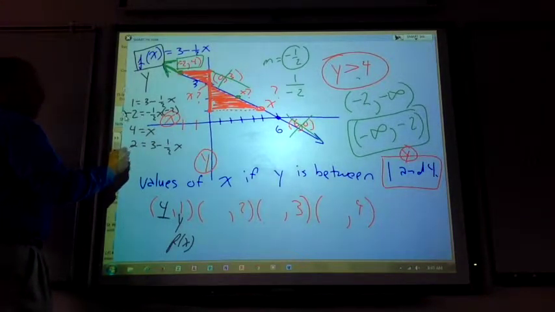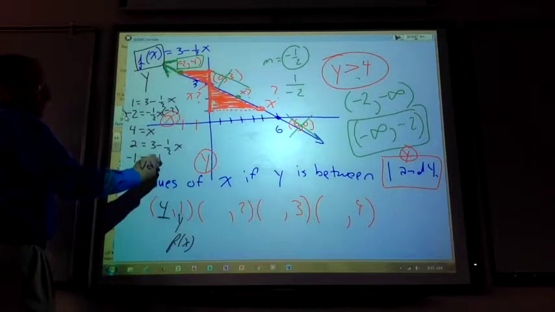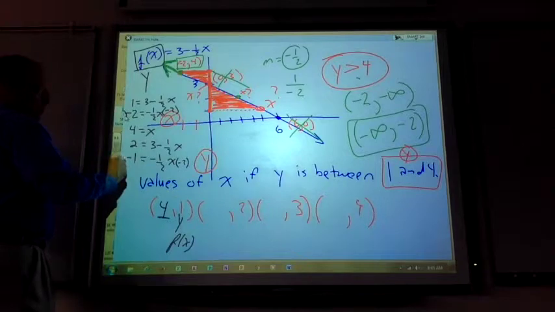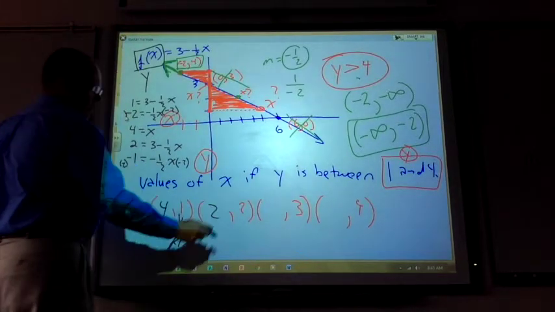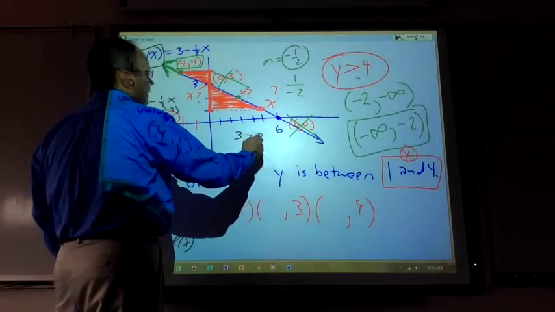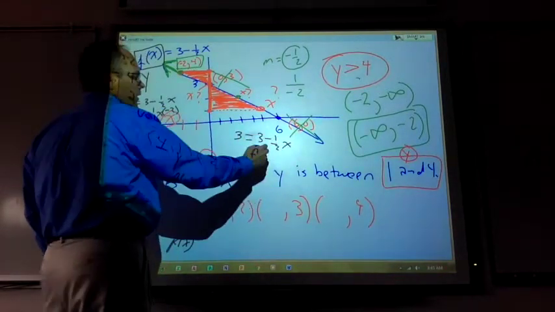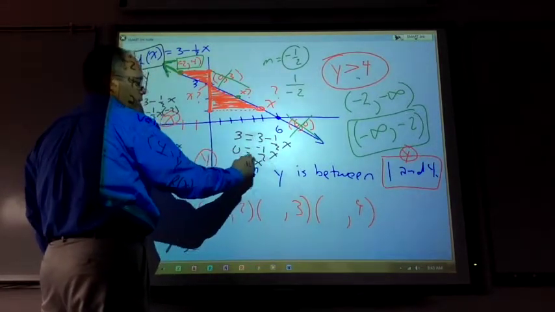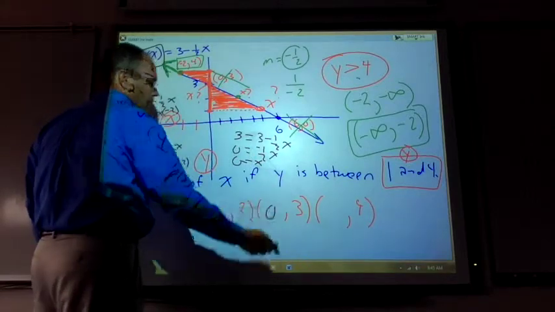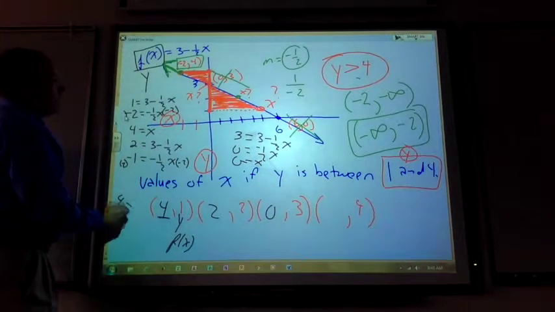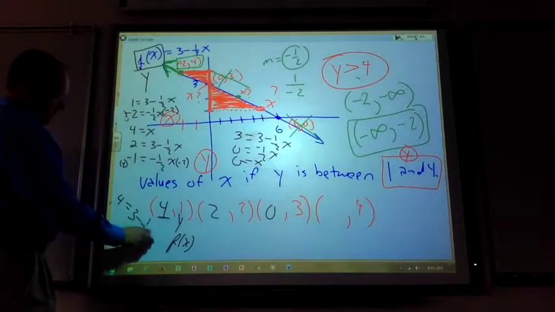Subtract 3. Multiply by negative 2. So that gives me 2. Plug 3 in for x, or function at x. Subtract 3, that's 0. Equals negative 1 half x. So x equals 0. Plug 4 in. Running out of space. 4 equals 3 minus 1 half x.